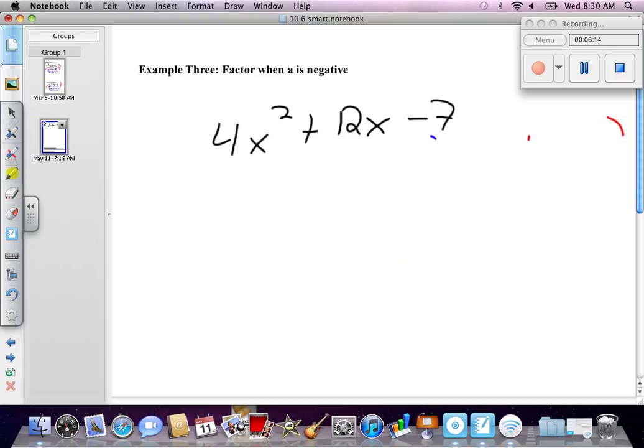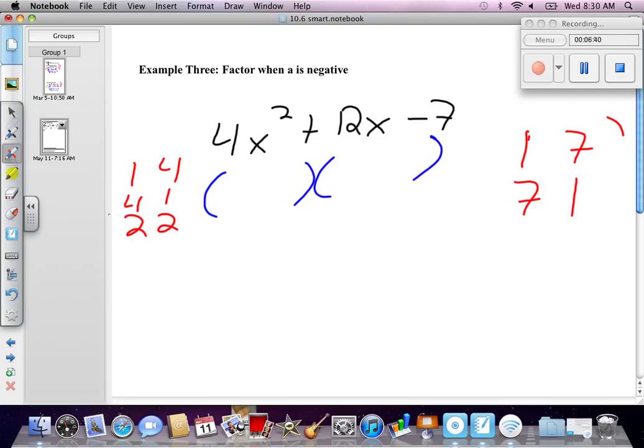Your first step when factoring, Cheyenne, is to do what? The parentheses. Thank you. What should our second step be? Finding factors of 4, that number in front. We've got 1 and 4, 4 and 1, but what else do we have? 2 and 2. Then we go and find factors of the last number. We've got 1 and 7 or 7 and 1.